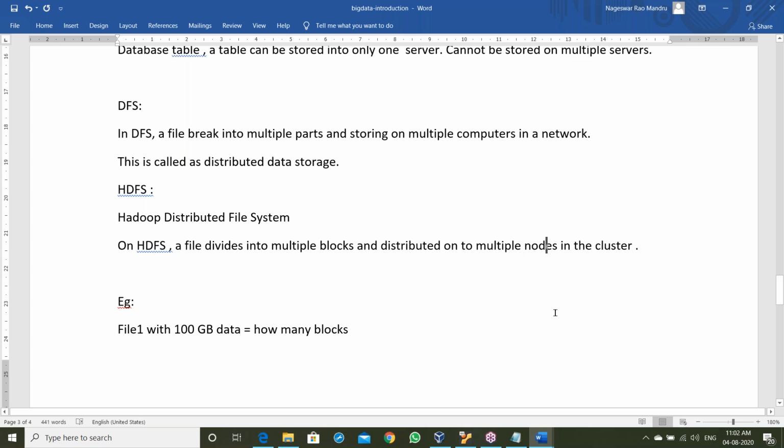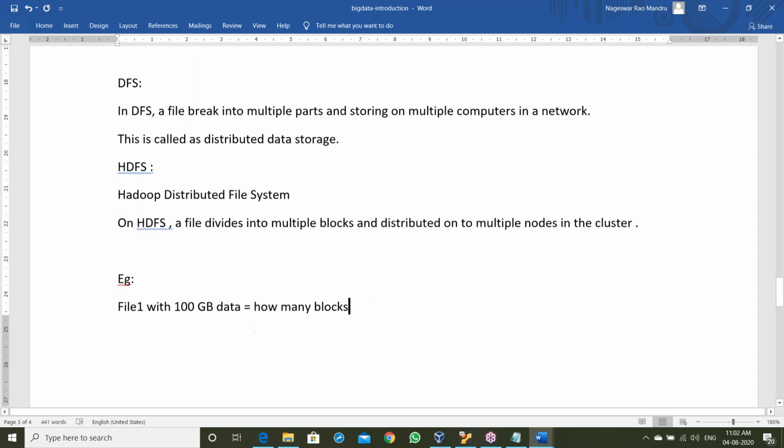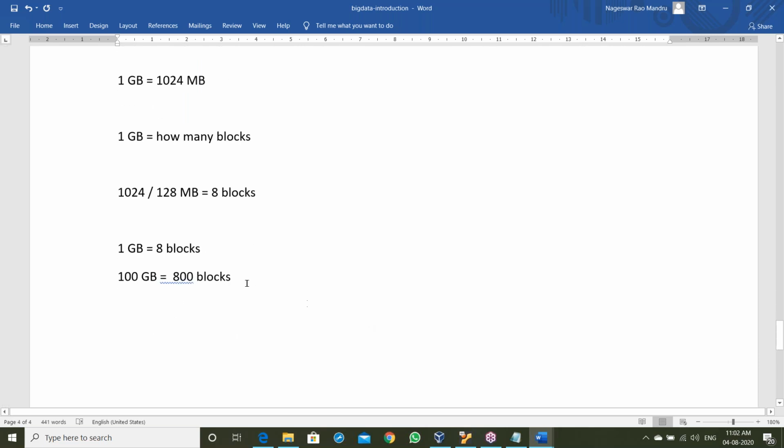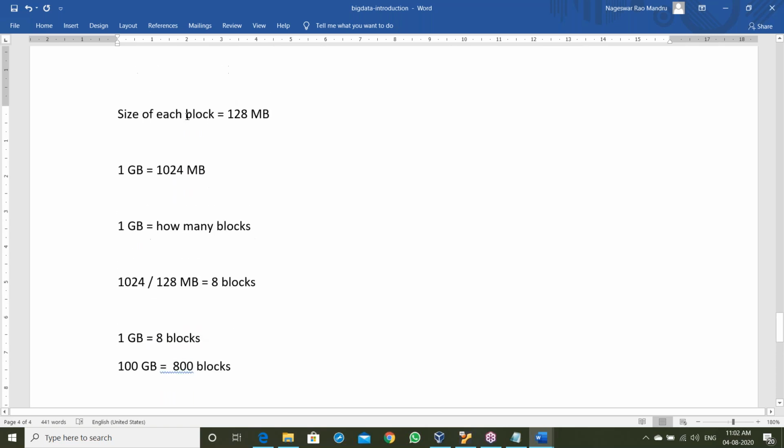So here, file 1 with 100 GB data. How many blocks here? Sorry, 800 blocks, since the size of each block is 128 MB. Suppose in the 1.x version the size of each block equals 64 MB. In that case it is 1600 blocks, double.